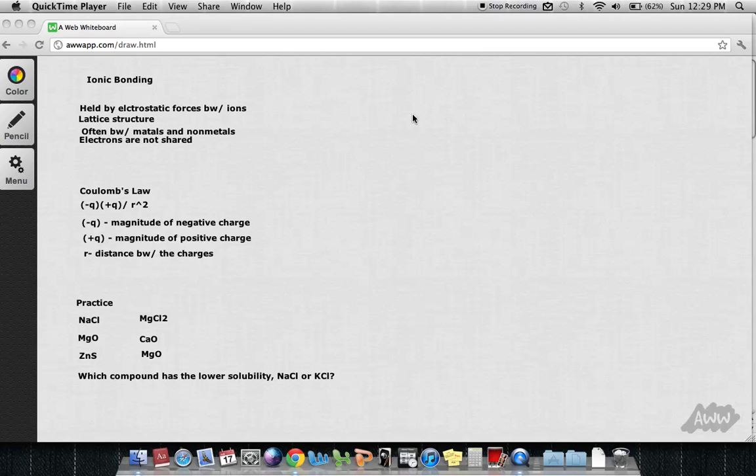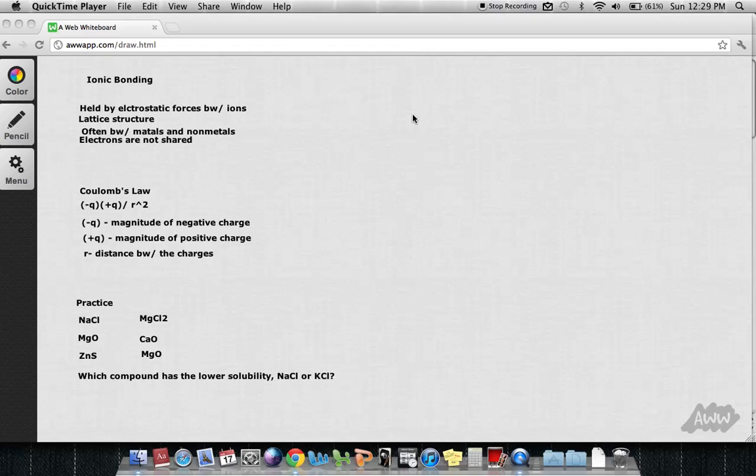Okay, today we'll be reviewing what ionic bonding is. So let's start off by going through some of the factors attributed to ionic bonding. First, they are held by electrostatic forces between the ions. Basically, this is talking about how the cation and the anion are balancing each other out.